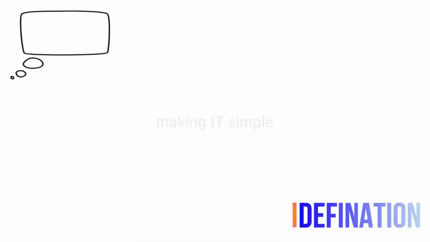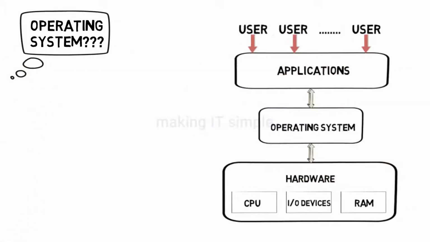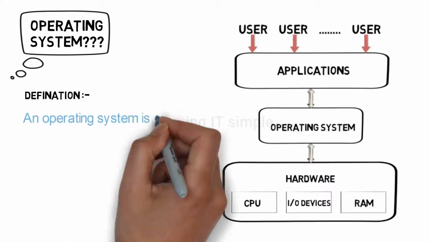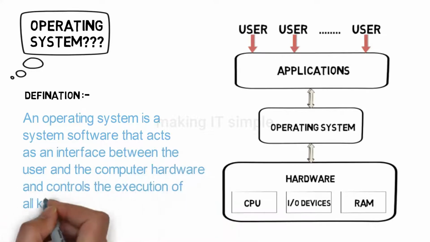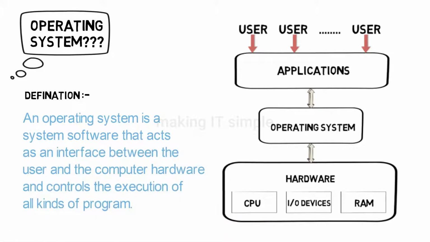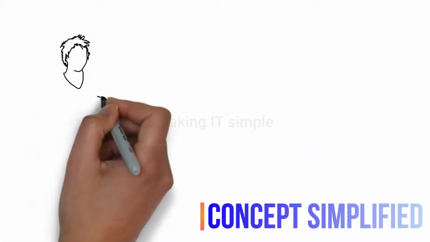So what is an operating system? Let's start with the definition of operating system or OS. The definition states that an operating system is a system software that acts as an interface between the user and the computer hardware, and controls the execution of all kinds of programs. So let's simplify the definition.